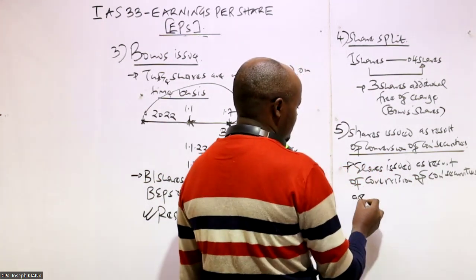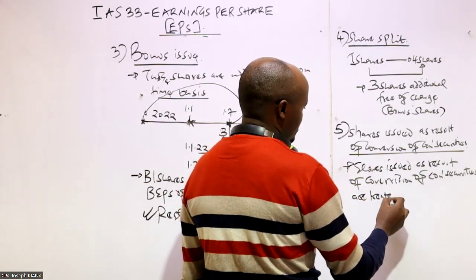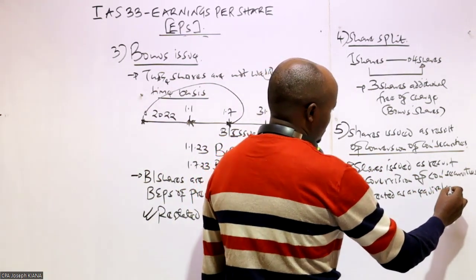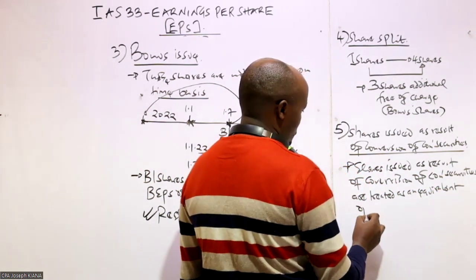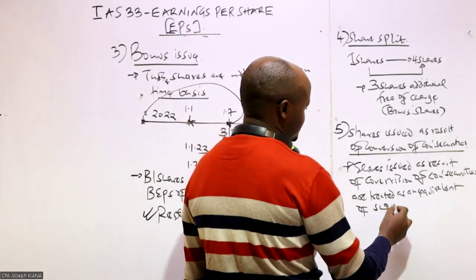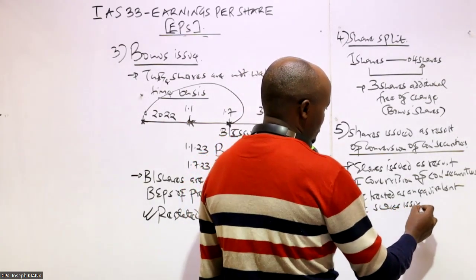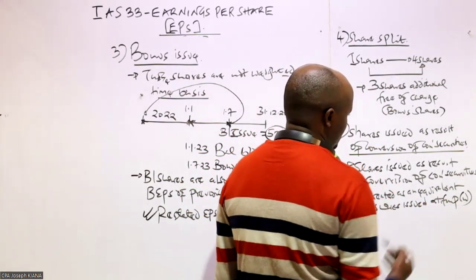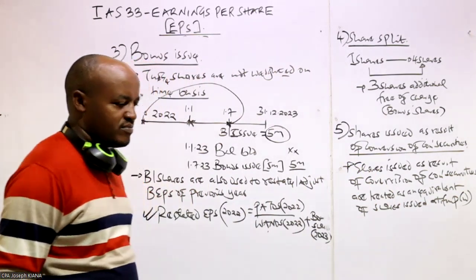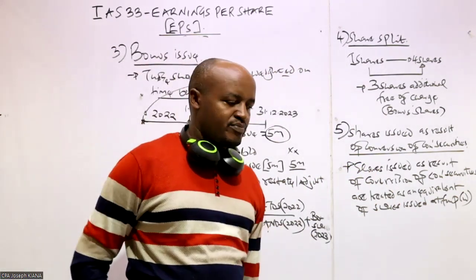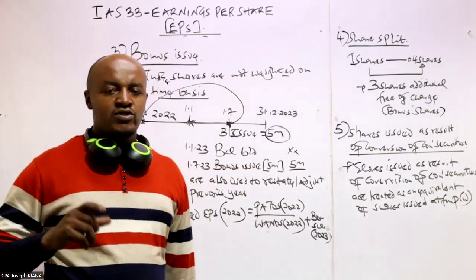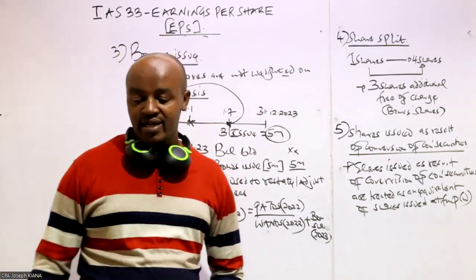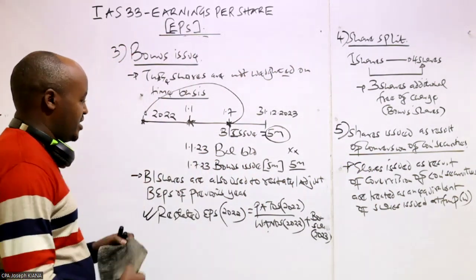are treated as an equivalent of shares issued at full market price. Being treated as shares issued at full market price, it means that for the purpose of computing EPS, we always have to multiply them with the proportion of time they were what? They were held during that year.